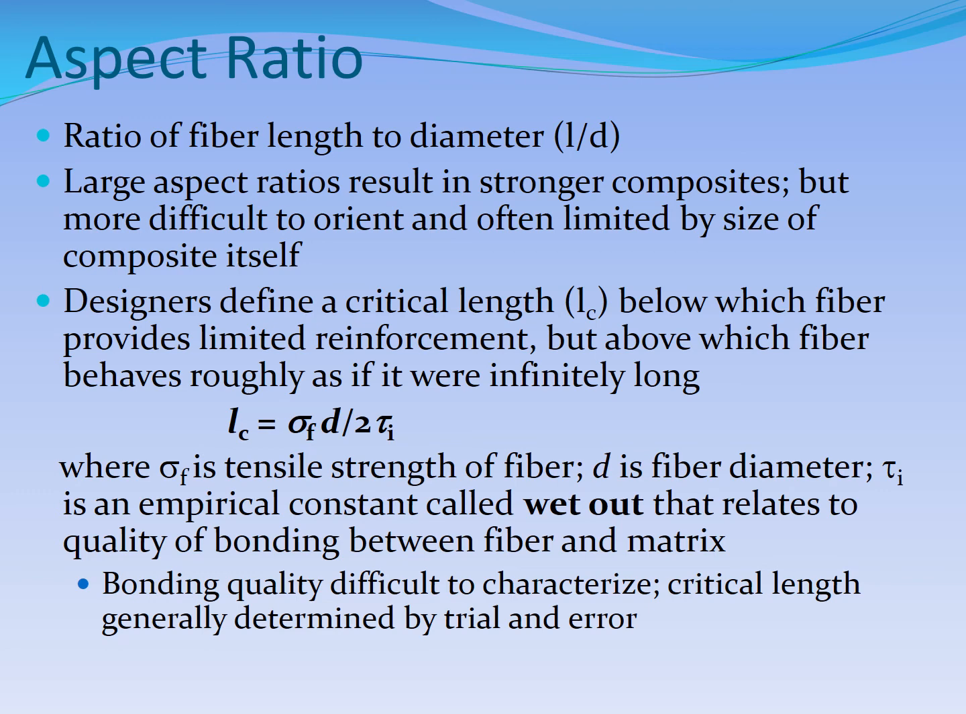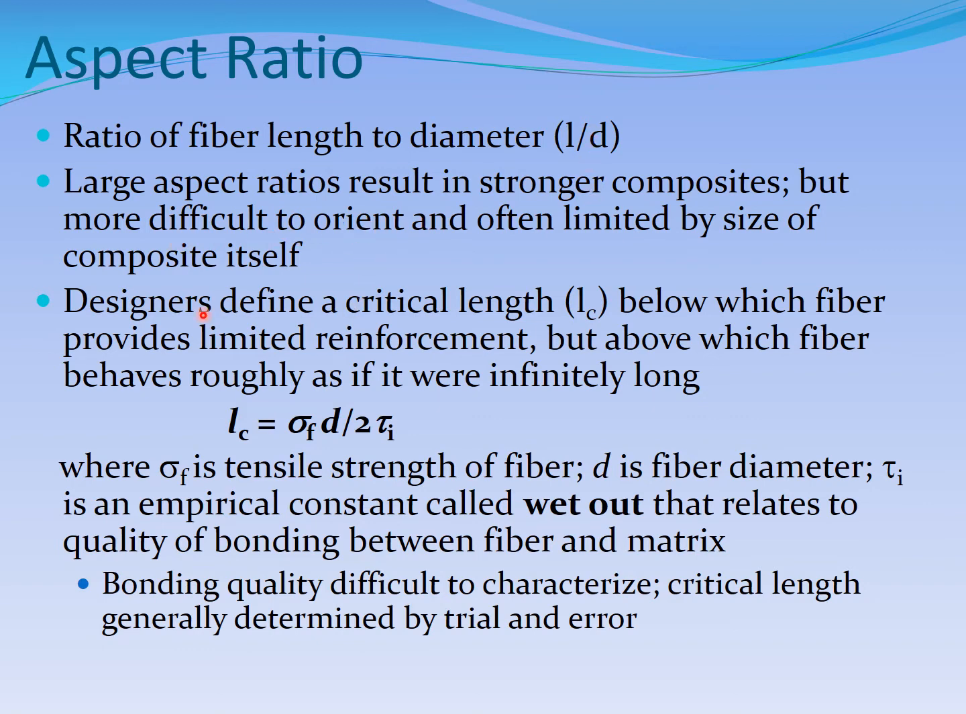Apart from length and diameter, another factor that affects the strength of the fibers is the aspect ratio, the ratio of fiber length to diameter. Large aspect ratios result in stronger composites, but are more difficult to orient and often limited by the size of the composite itself, right? So how much bigger is the length compared to the diameter? If it is large, then the strength will be high, but it will be difficult to orient it.